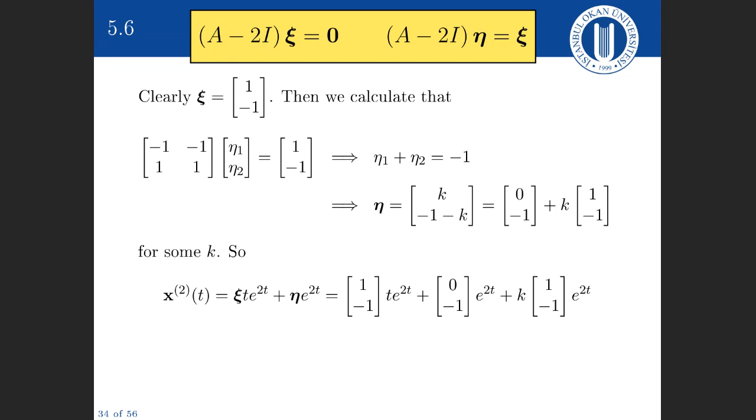Substitute these into our second solution. X2 is xi t e to the power 2t plus eta e to the power 2t. Put these vectors in and we have this. Or we have (1, −1) t e to the power 2t plus (0, −1) e to the power 2t plus a constant multiplied by x1.